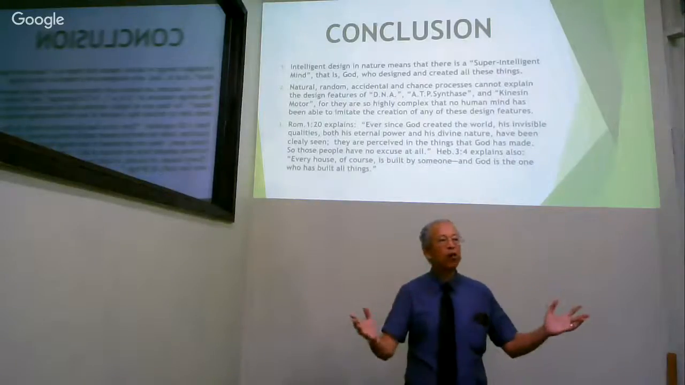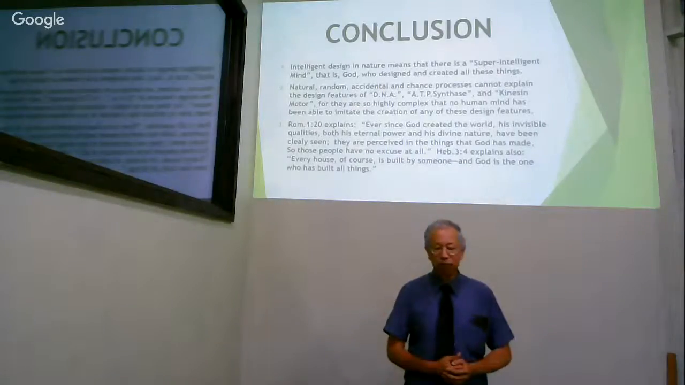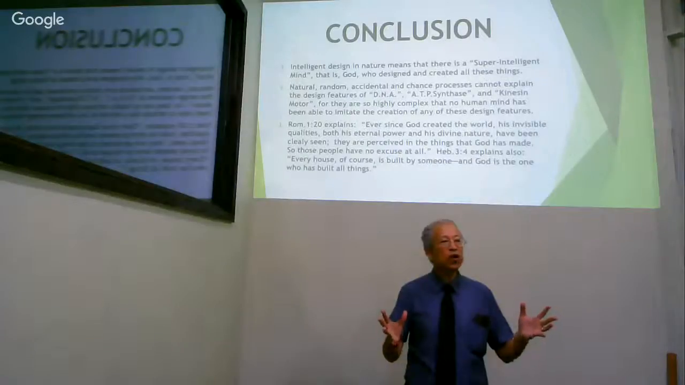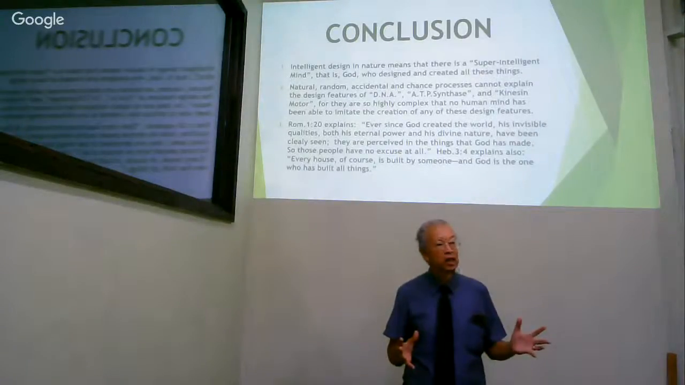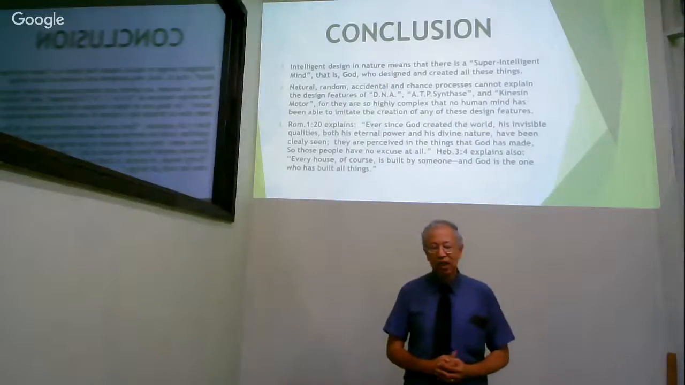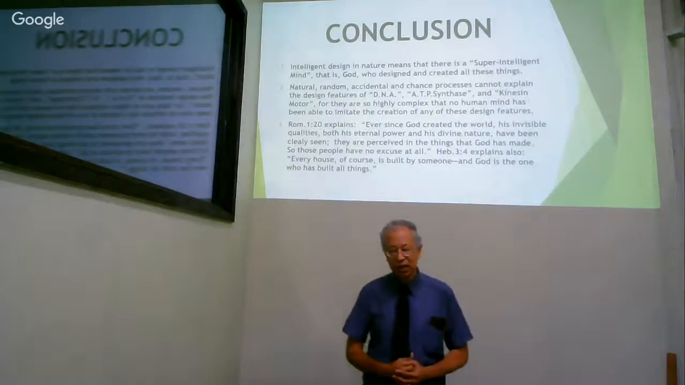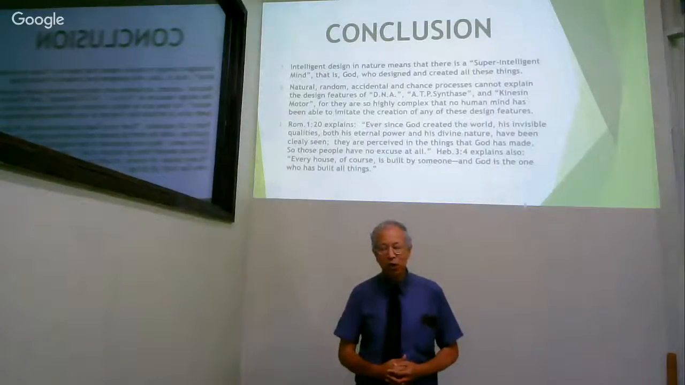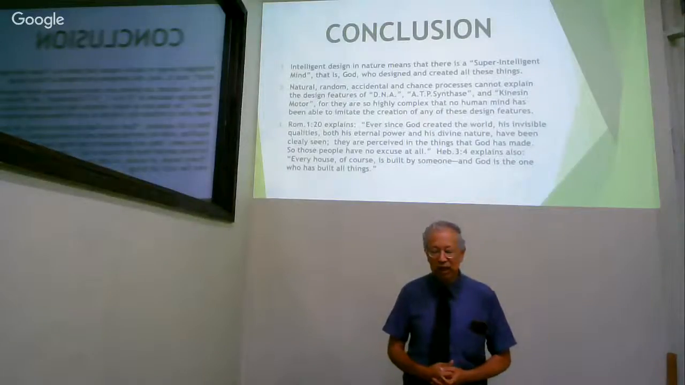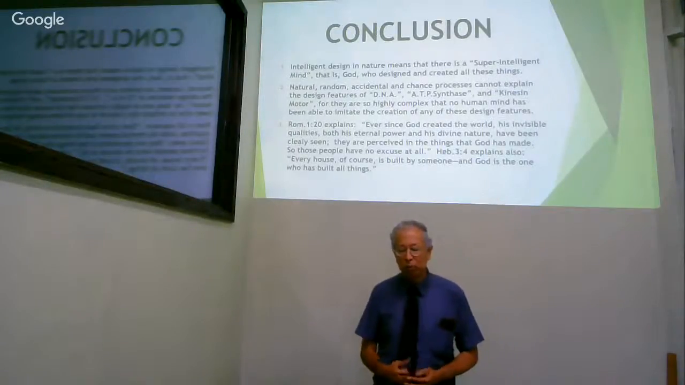So everything around us that has life shows that there is an intelligent design. And intelligence that is seen in this design means that there must be a super intelligent designer who made all these things. Romans chapter 1 verse 20.